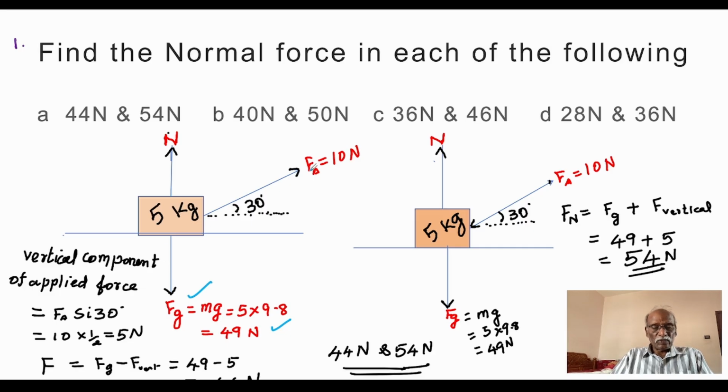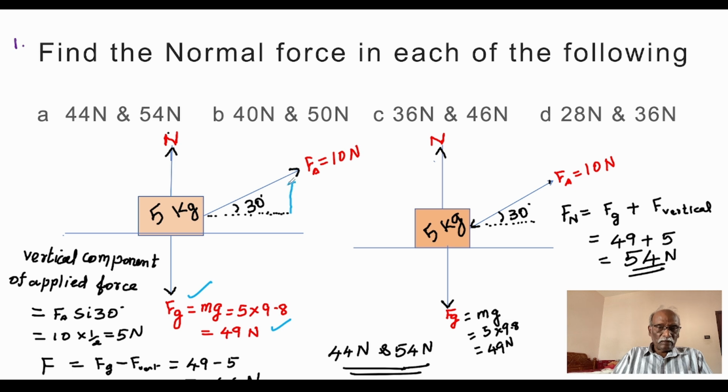And there is one more force acting, that is called applied force. An applied force of 10 Newton is acting outward. What is the meaning of it? The block is pulled in the direction shown in the figure, 30 degrees inclined upward, and it is called applied force, 10 Newton. This applied force is split into two mutually perpendicular components. One is this, the other one is here.